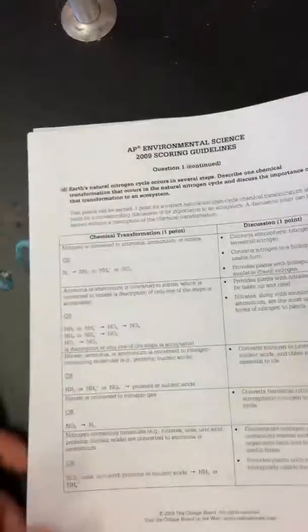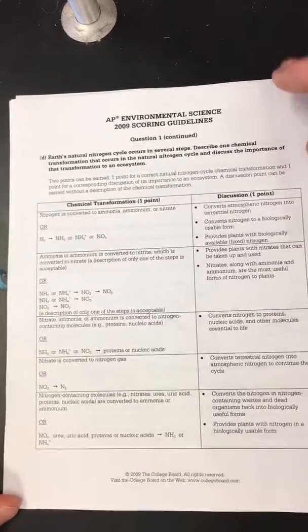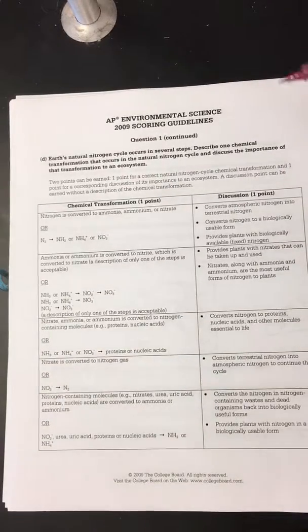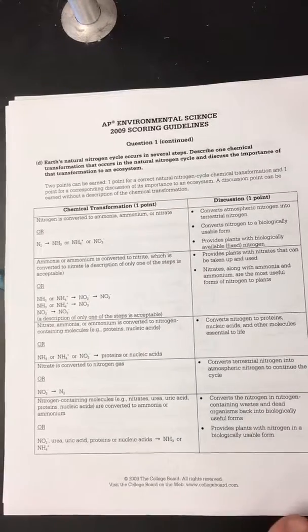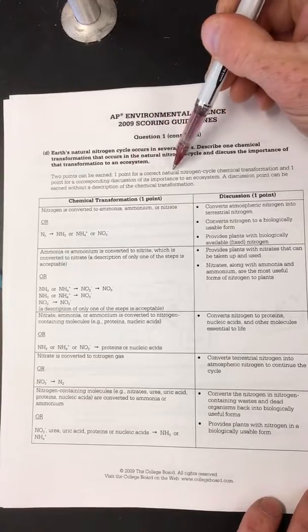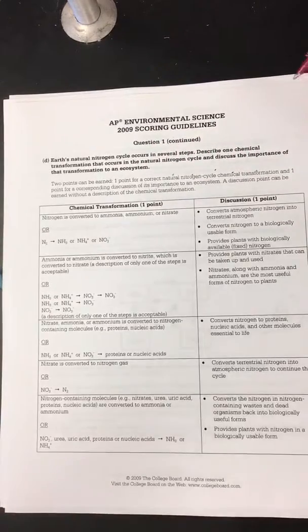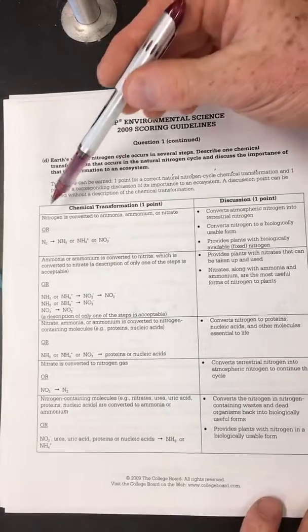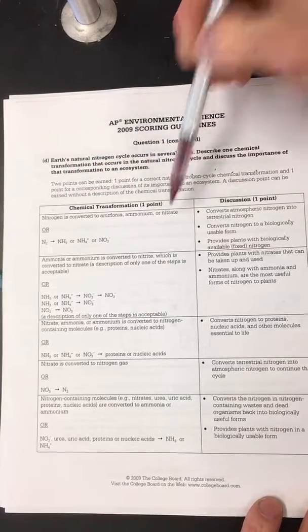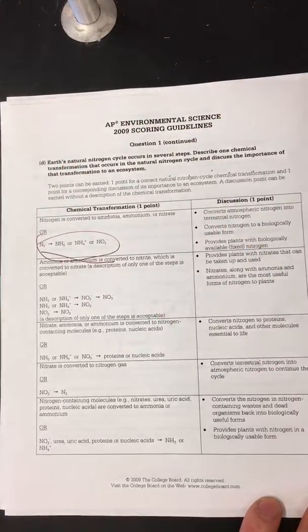Okay. Last question. This deals with the nitrogen cycle. You can find this online if you want, or through the activity that we did before. What we're going for here, two points can be earned. One point for a correct natural nitrogen cycle chemical transformation. So you could say nitrogen is converted to ammonia, ammonium, or nitrate, or you could have written it out. It doesn't matter. If you wanted equations, that's fine.